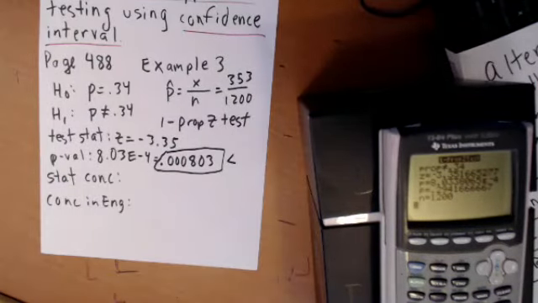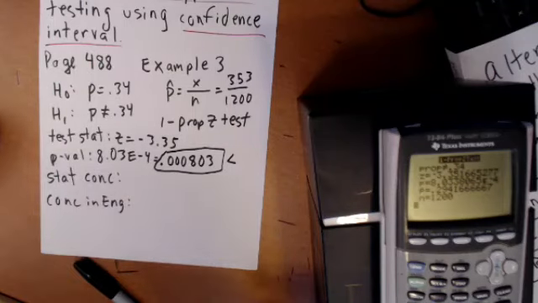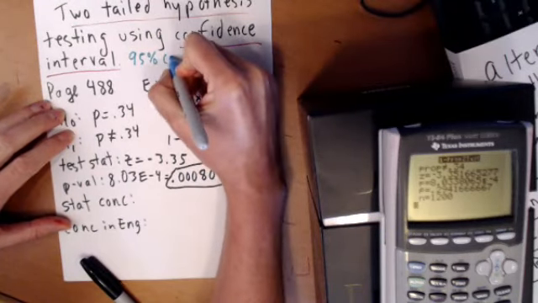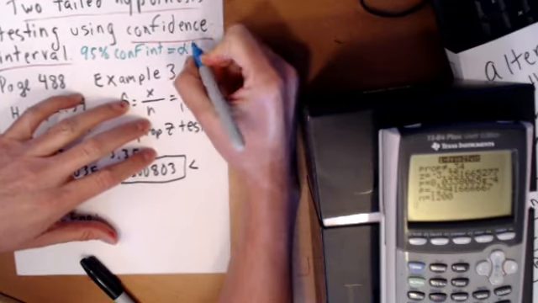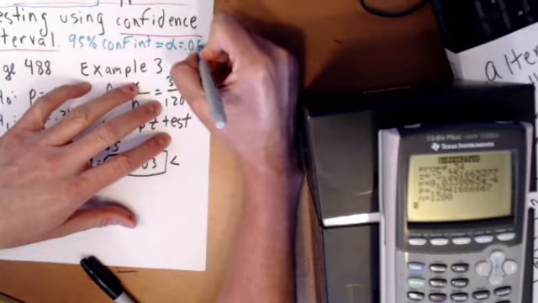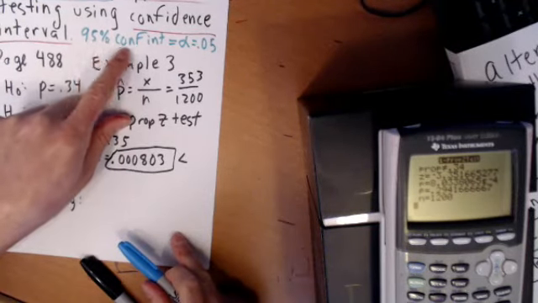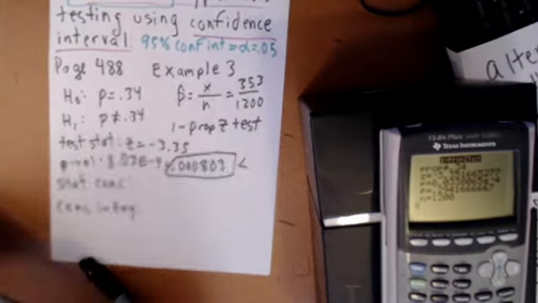Reread the problem. They said 95% confidence. So go back in time for 1 second. It'll all make sense in a second. When they say 95% confidence interval, that's going to be equivalent to an alpha, as long as it's two-tailed, a little confusing, I know, of 0.05. In other words, if there's 95% in the middle, how much is left over? 5%. It has to add up to 100. Okay, that's making sense.